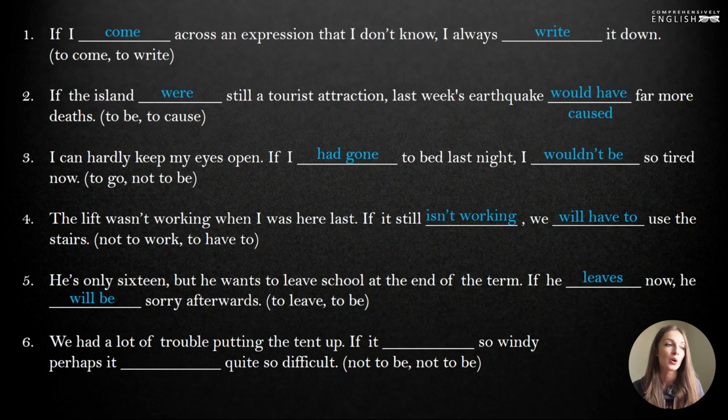Number 6. We had a lot of trouble putting the tent up. If it hadn't been so windy, perhaps it wouldn't have been quite so difficult. We are talking about a situation that took place in the past. We cannot change it anymore, so that's the third conditional sentence. Both the condition and its result are in the past.